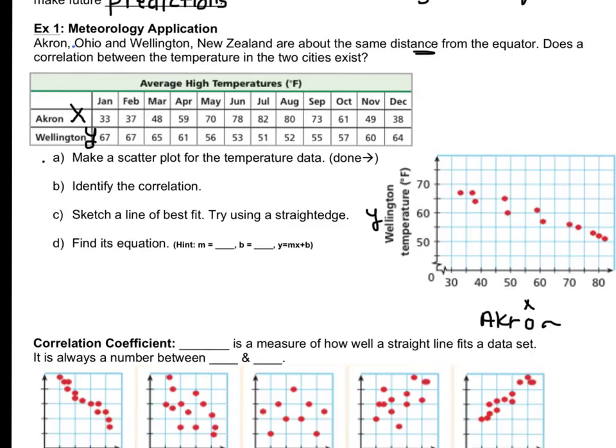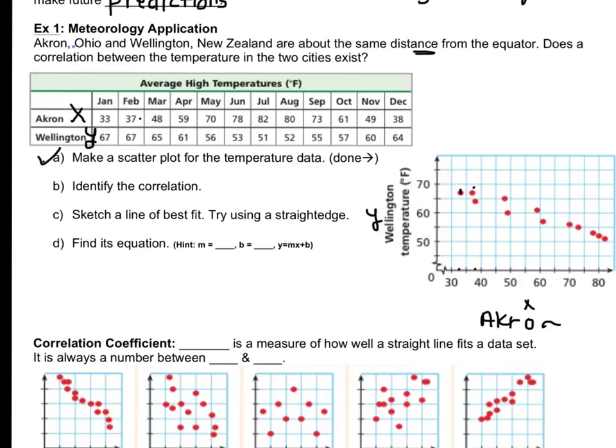And this is the temperature in Fahrenheit. So when it was 33 degrees in Akron, it was 67 degrees in Wellington. So the first dot plotted is (33, 67). That's the one right there. The next one was (37, 67). So they went 37 over on the Akron side and then up 67 on the Wellington side. And so all of these dots have been plotted for you. So you're welcome.